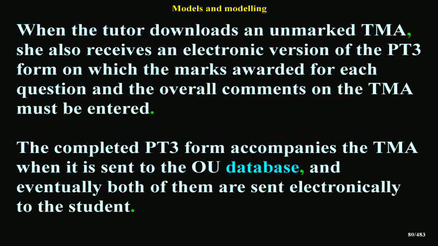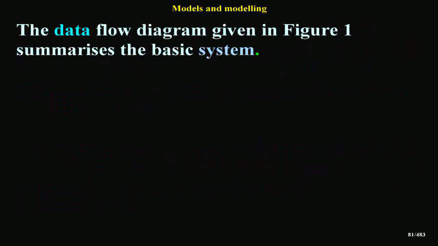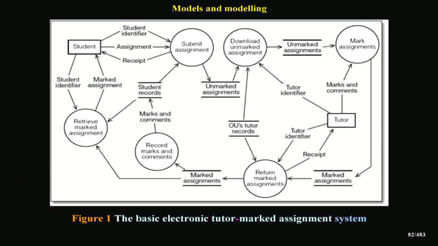When the tutor downloads an unmarked TMA, she also receives an electronic version of the PT3 form on which the marks awarded for each question and the overall comments on the TMA must be entered. The completed PT3 form accompanies the TMA when it is sent to the OU database, and eventually both of them are sent electronically to the student. The data flow diagram given in Figure 1 summarizes the basic system. Figure 1: the basic electronic tutor marked assignment system.